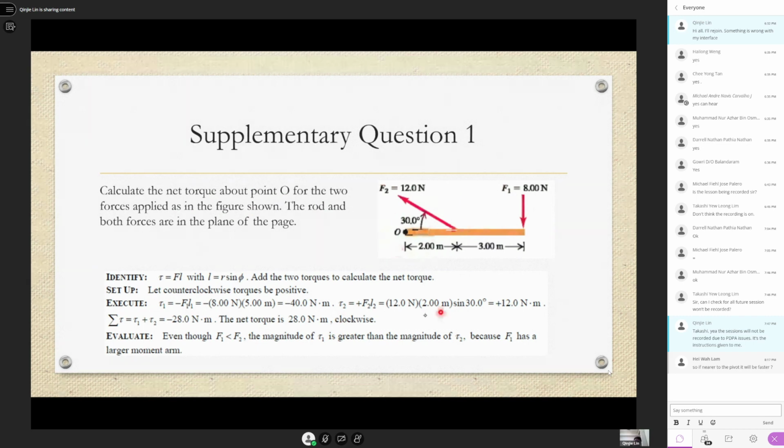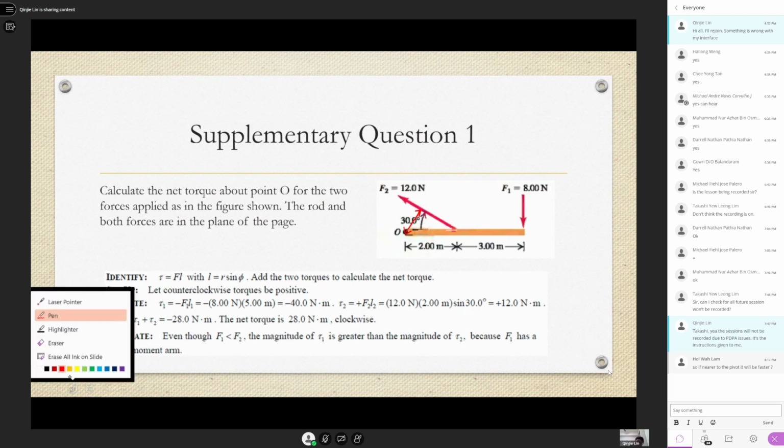Then for torque 2, it's positive because it's causing an anticlockwise movement. But make sure you have this sine 30 over here, because you want to take force times the perpendicular distance. The perpendicular distance is this one. This is our perpendicular distance, which is why we have a sine 30 to account for that.